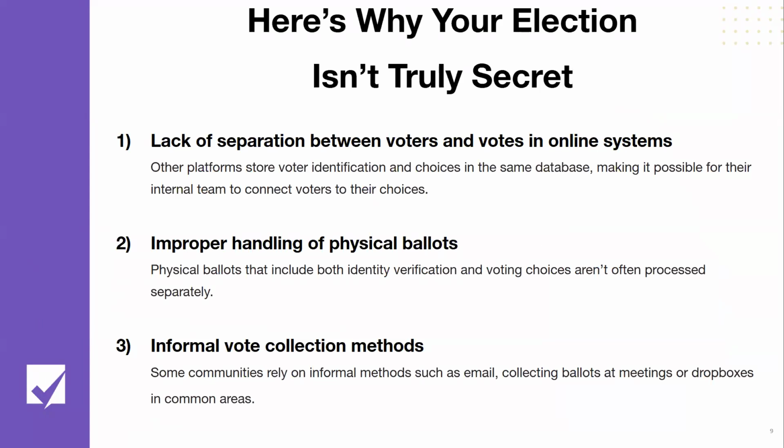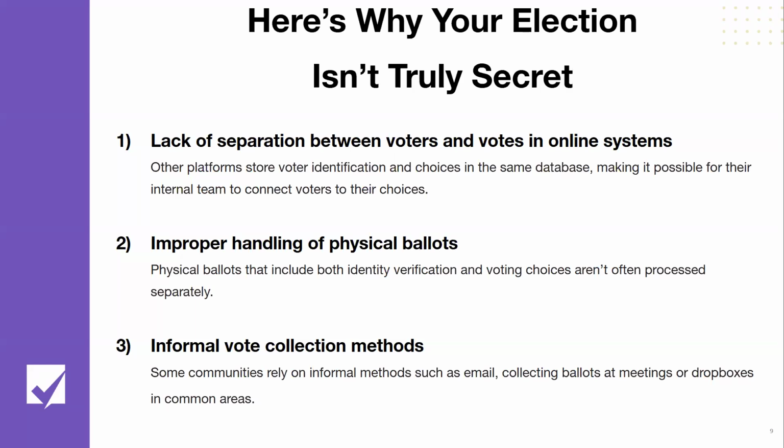Many HOA election systems don't properly separate the verification of voters from the recording of votes. When these processes aren't separated, administrators who manage the system can potentially link specific votes back to individual homeowners, compromising the ballot secrecy. Additionally, these systems may log IP addresses, device information, or timestamps that could be correlated with voting patterns, which allows some tech-savvy administrators to associate individual voting behaviors.